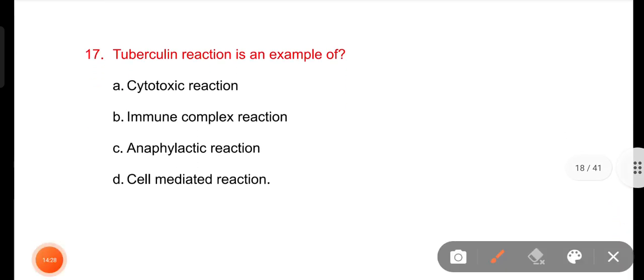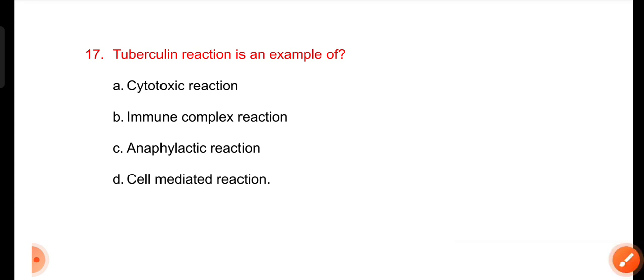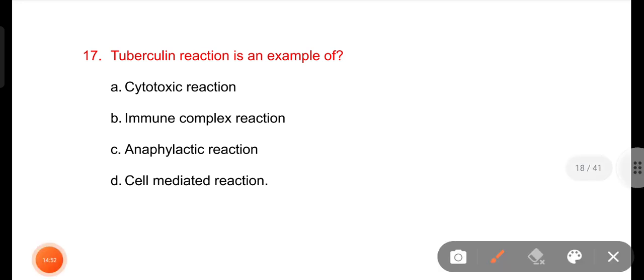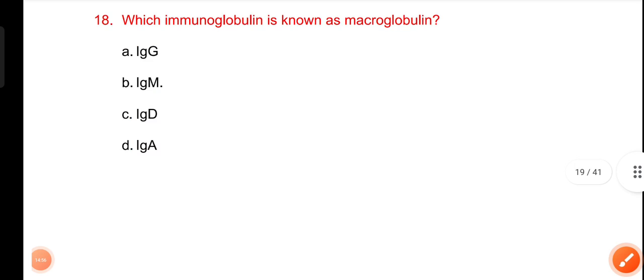The next question is: tuberculin reaction is an example of? The options are: A, cytotoxic reaction; B, immune complex reaction; C, anaphylactic reaction; D, cell mediated reaction. The right option is cell mediated reaction. Option D is the right answer.